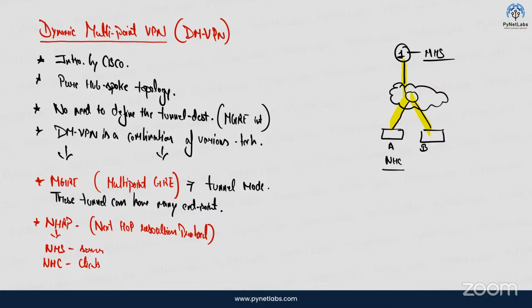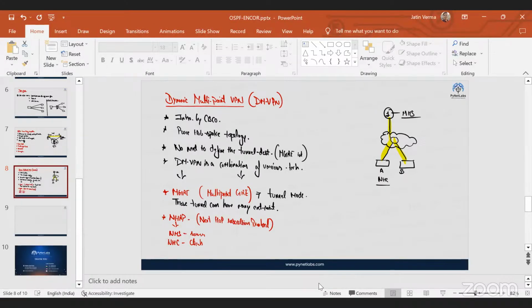So just to make sure it's going to work fine, we need to define some configurations on the devices. So let's get started with the configurations for DMVPN. Let me share my lab screen and show you the DMVPN configurations and how exactly this point to multi-point VPN can be defined.